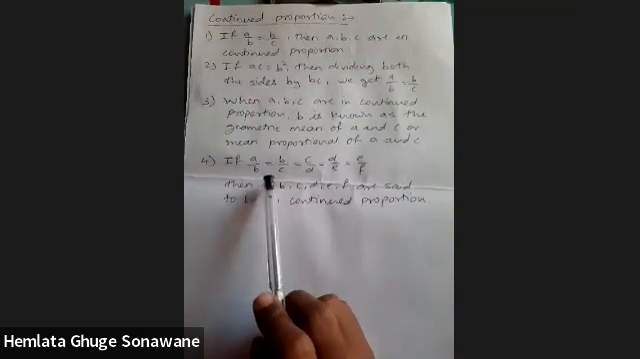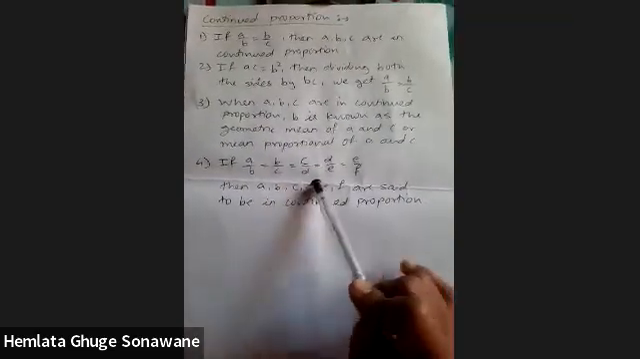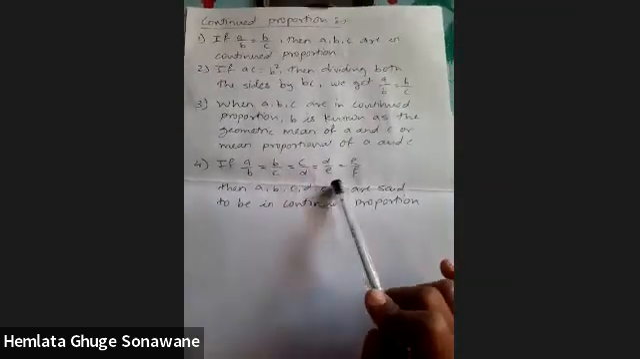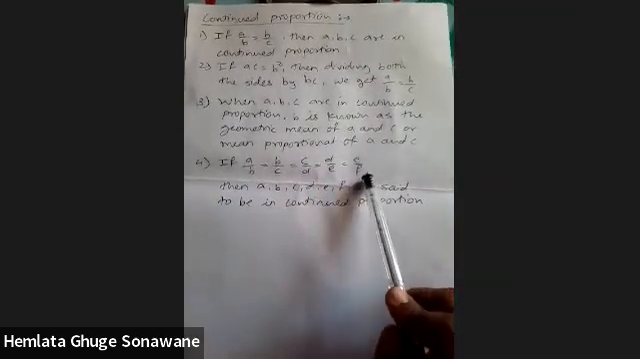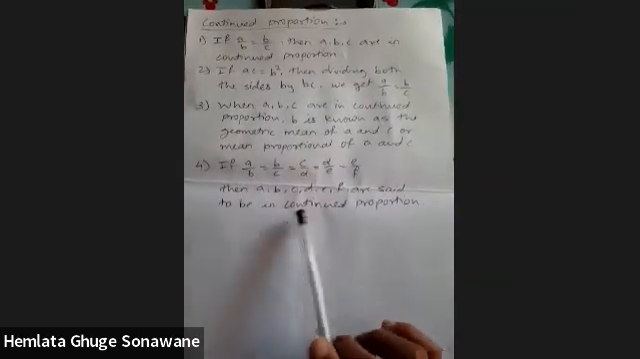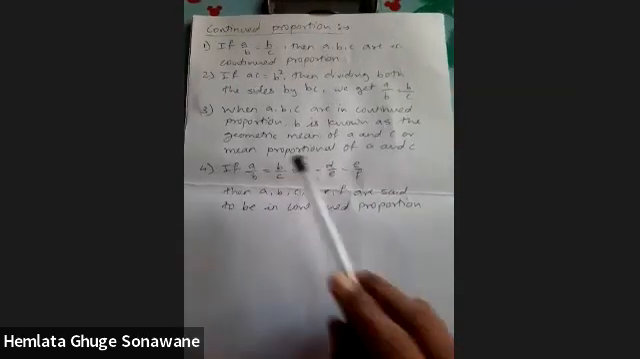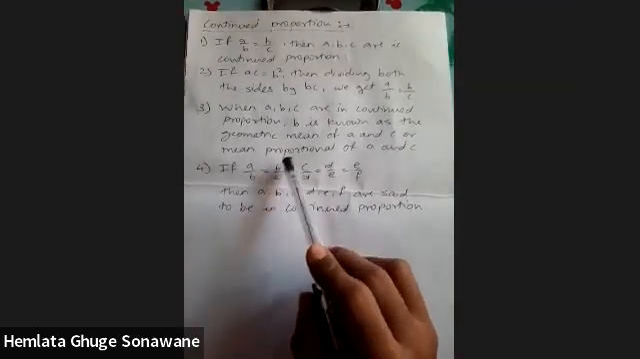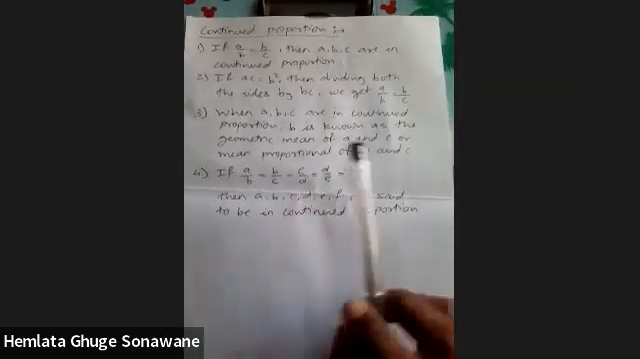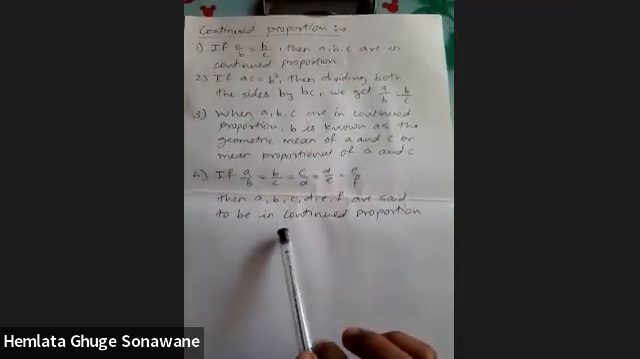If A upon B is equal to B upon C is equal to C upon D is equal to D upon E is equal to E upon F, then A, B, C, D, E, F are said to be in continuous proportion.